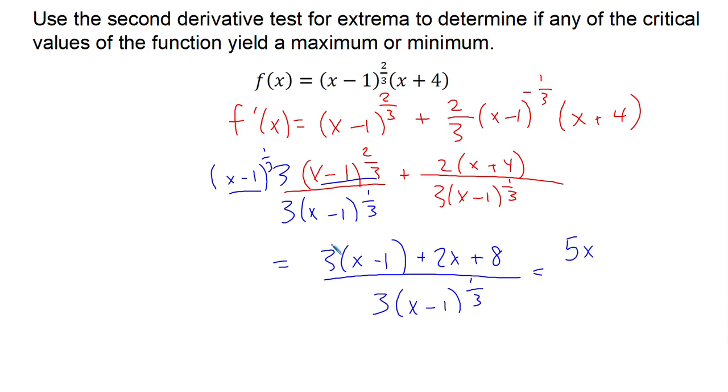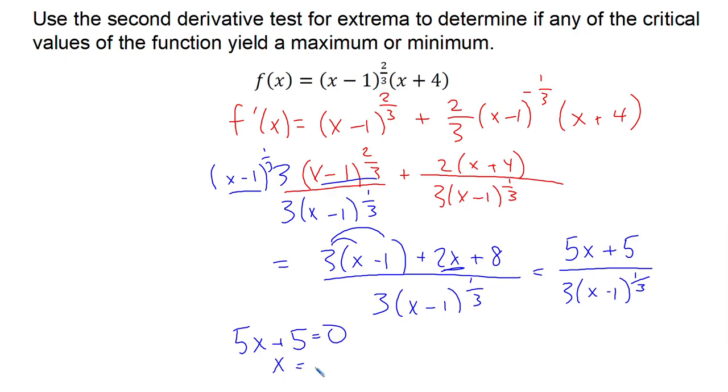Or if I simplify that down a little further, it looks like that becomes 5x. And then we have 3x plus the 2x is 5x. And then we have a minus 3 plus the 8, which is a 5. And we still have our 3 times (x minus 1) to the 1/3 in our denominator. And so we don't really need to worry about the denominator because we don't really care about when the derivative is undefined for the second derivative test. All we care about is when the numerator equals 0, right? When the derivative itself is 0. So we just set 5x plus 5 equal to 0 to get x equals -1.